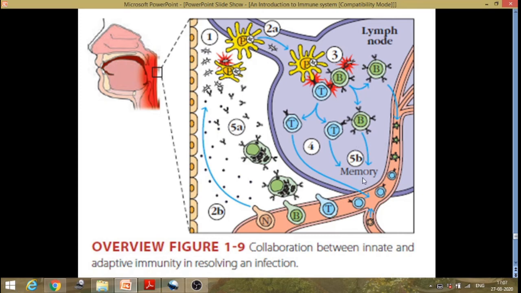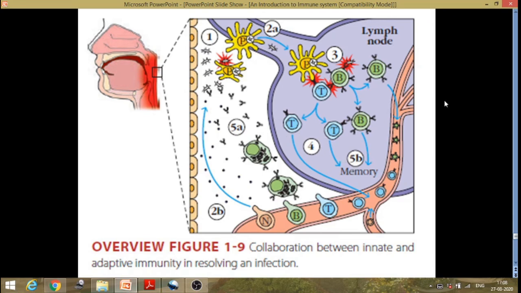So memory cells are produced. Memory T and B cells are produced in the primary response against the bacteria. A primary response means the bacteria enters the body for the first time, and a primary immune response is generated against it. When the bacteria enters the body again, that is a secondary infection, and then the adaptive immune response is much faster and stronger. Memory cells remain for future infections.